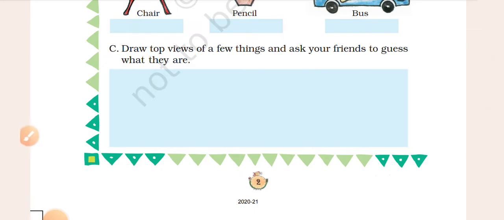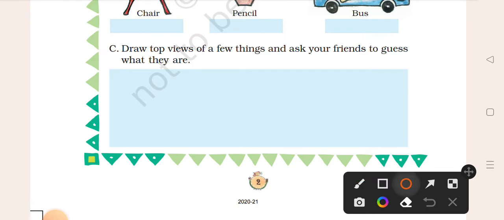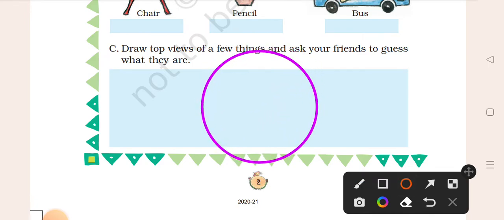And the cooker will look like this. The cooker is big. The cooker will look like this. It has a handle.